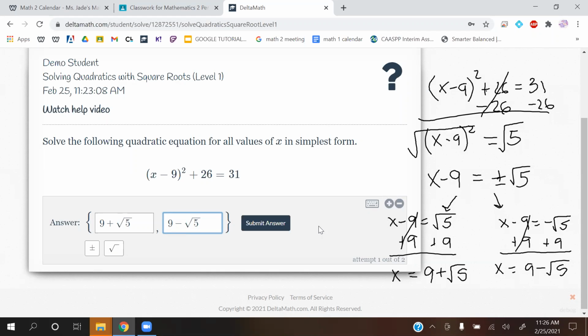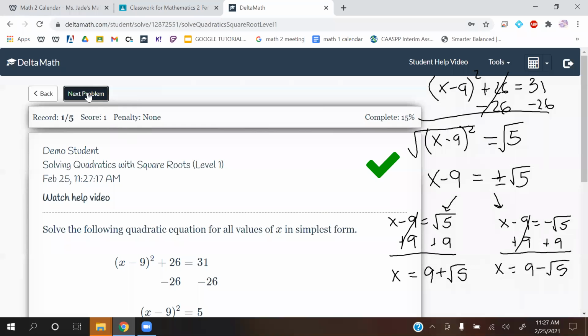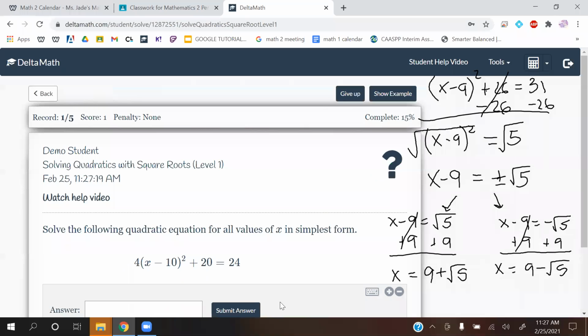Okay, so now that we've done this one, are there any questions? Submit. And then let's go to the next problem and let's do another one.